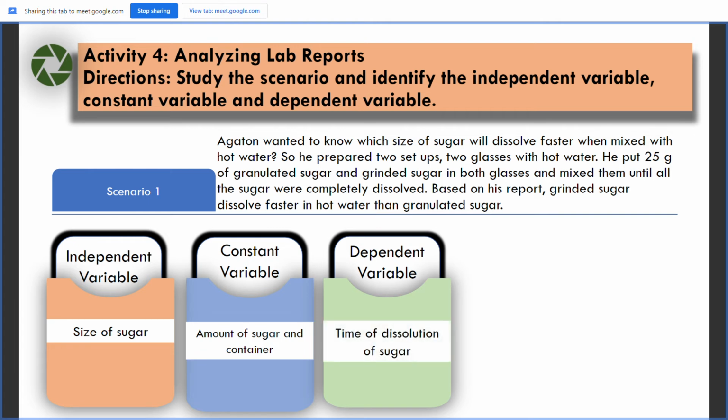Next, dependent variable. Ang dependent variable, ito naman yung kung gaano kabilis natunaw yung sugar. So, ibig sabihin, yung dependent variable ay nakadepende sa independent variable.